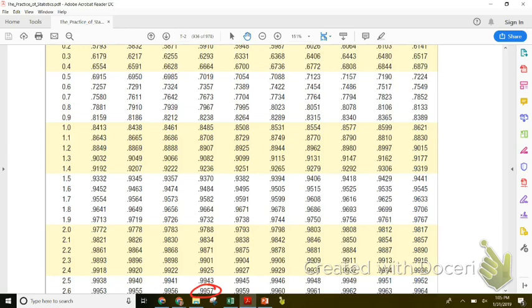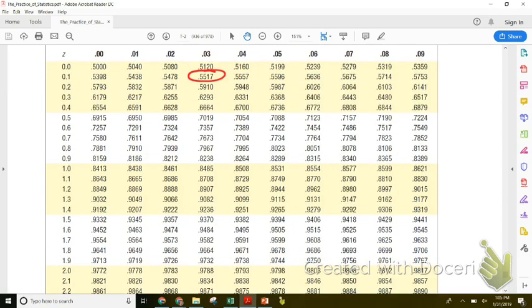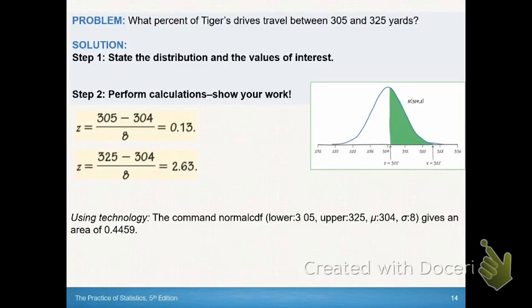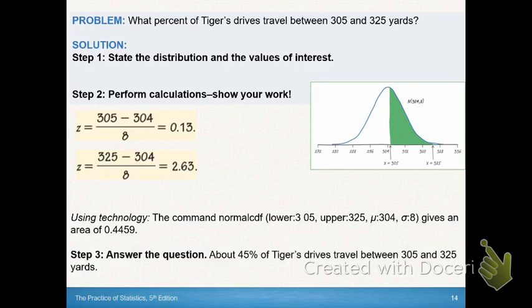Using the z-table, we're looking for the 2.63, and that would give us 0.9957, and then we would want to subtract out the value for 0.13, which is 0.5517. Either way, whether we use the table or we use our calculator, we end up with 0.4459, which then when we go to answer the question, means about 45% of his drives travel between 305 and 325 yards.